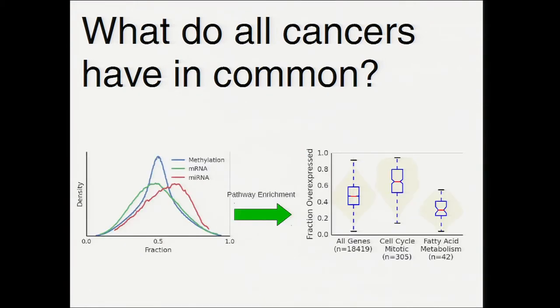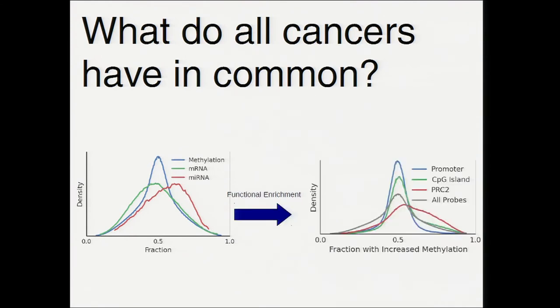We can carry this forward. So what we get here is a simple metric. We get a fraction of how often the gene is turned on or off across this pan-cancer cohort for every gene. So we can use this to do things like pathway analysis, network analysis. We see an enrichment of mitotic genes, and a lot of the fatty acid, a lot of the metabolic pathways are turned down in tumors.